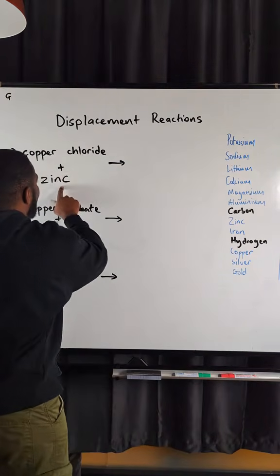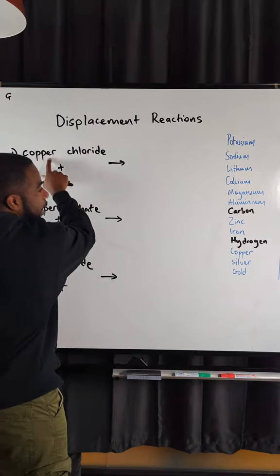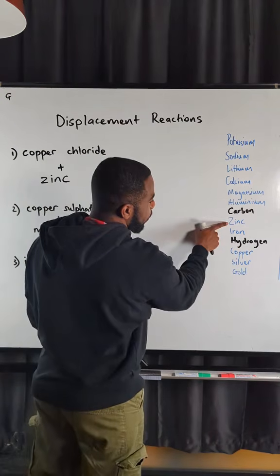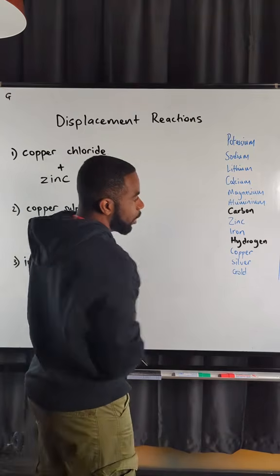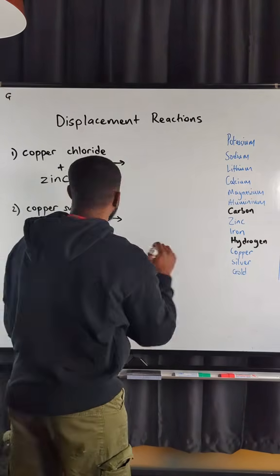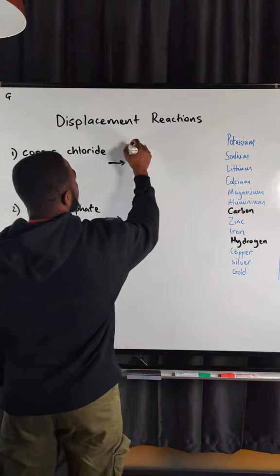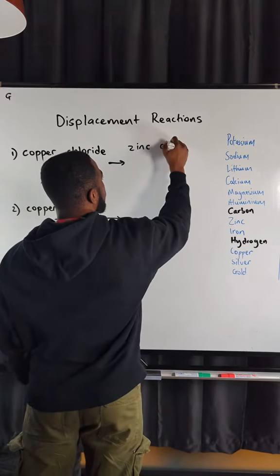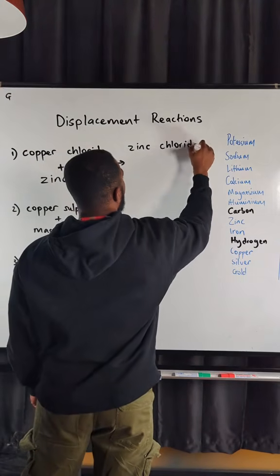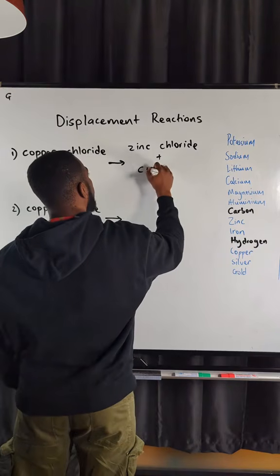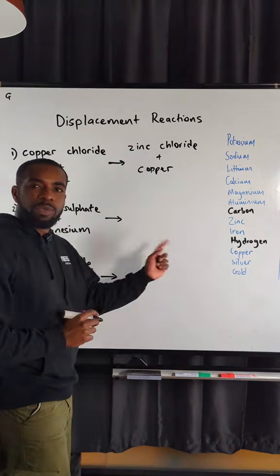Copper chloride plus zinc. So we're comparing zinc's reactivity to copper. You can see zinc is over here and you can see copper is below it. So that means zinc is more reactive than copper. So we will have a reaction here where zinc takes the place of copper. So we end up with zinc chloride and we make pure copper in the end here. Let's move on to the next one.